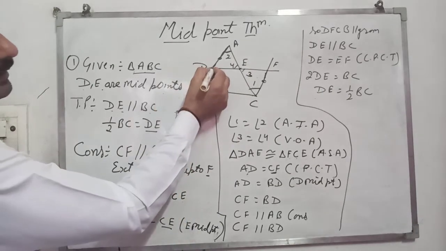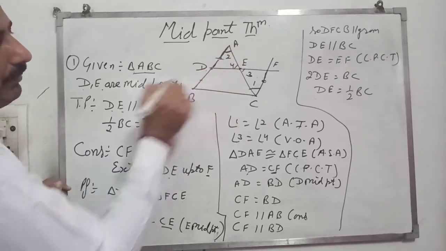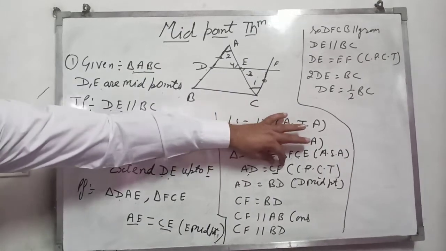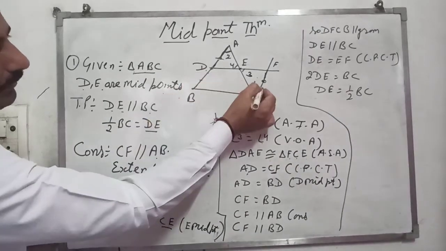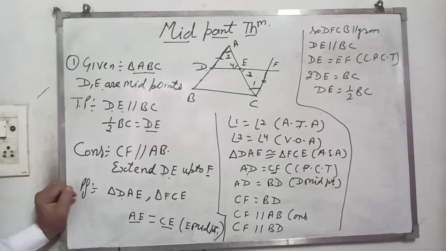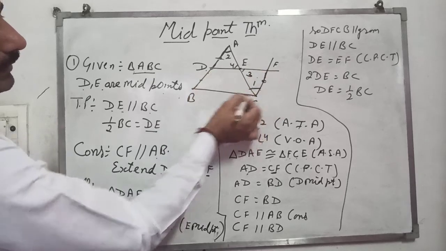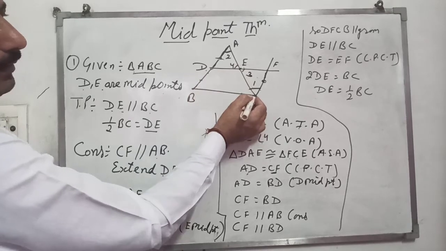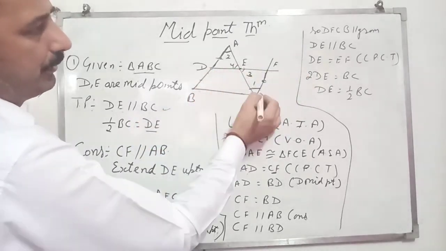But we know that D is the midpoint, so AD is equal to DB, right? So it means CF is equal to BD. Now CF is equal to BD and these are parallel. If one pair is equal and parallel, the other pair is also parallel, so it becomes a parallelogram. DFCB is a parallelogram. So it means DE is parallel to BC. One part is proved.